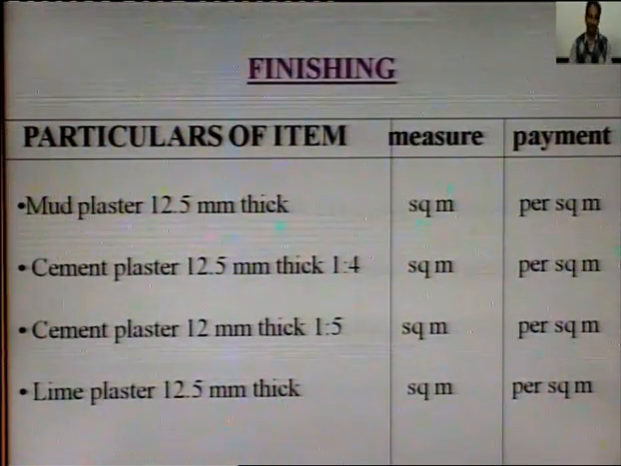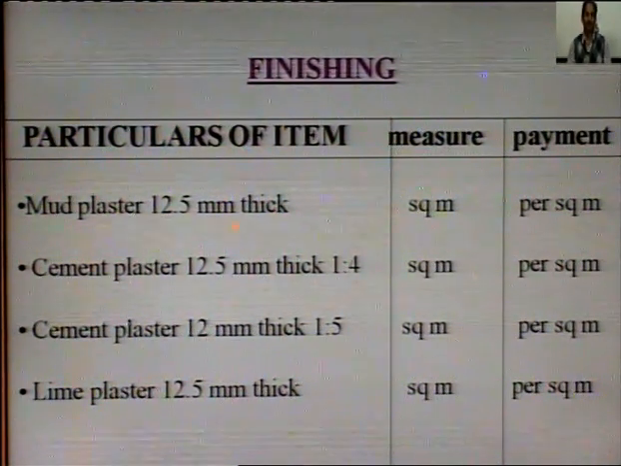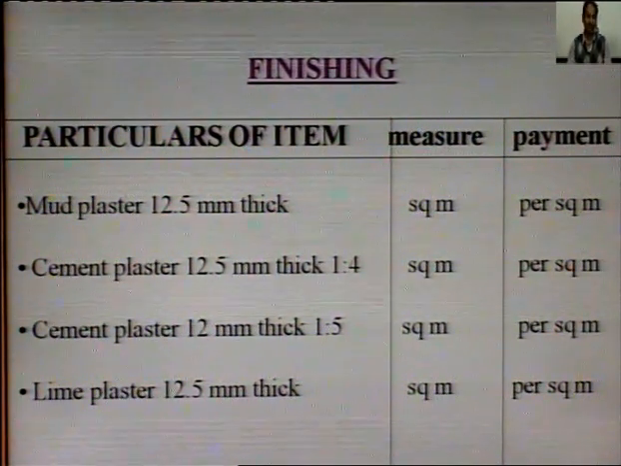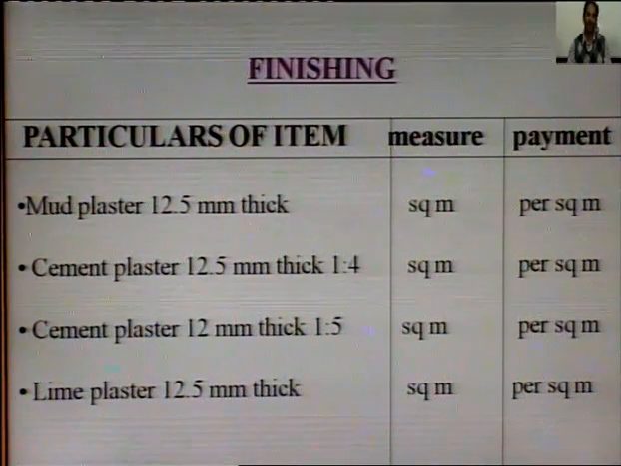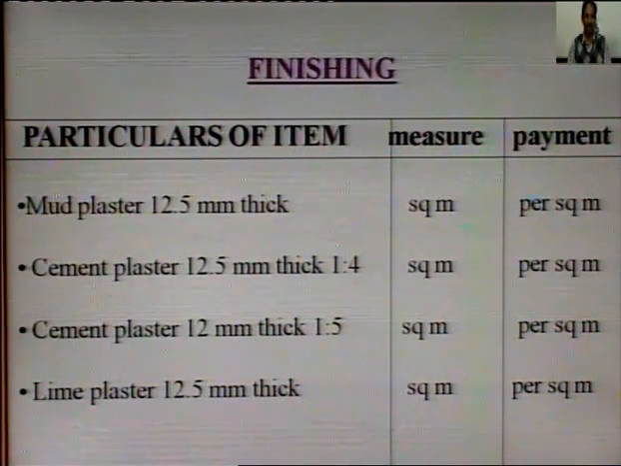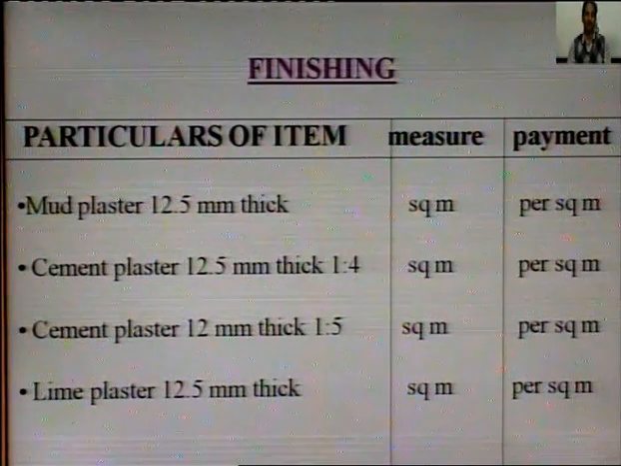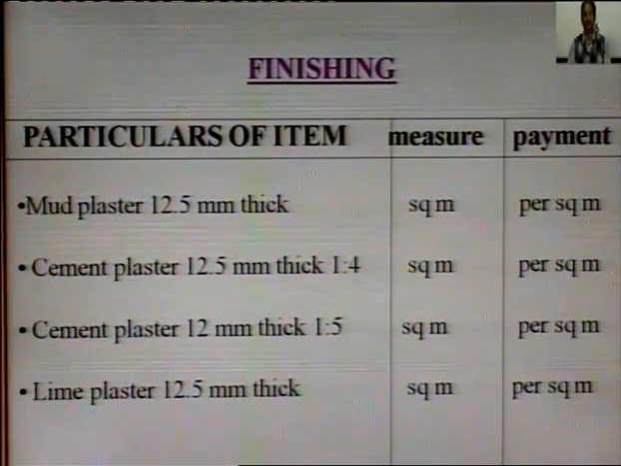And then mud plaster, and then finishing. If you provide the finishing, in the case of a village, mud plaster is used first of all. So, mud plaster 12.5 mm thick. Here thickness is specified, 12.5 mm thickness of mud plaster.